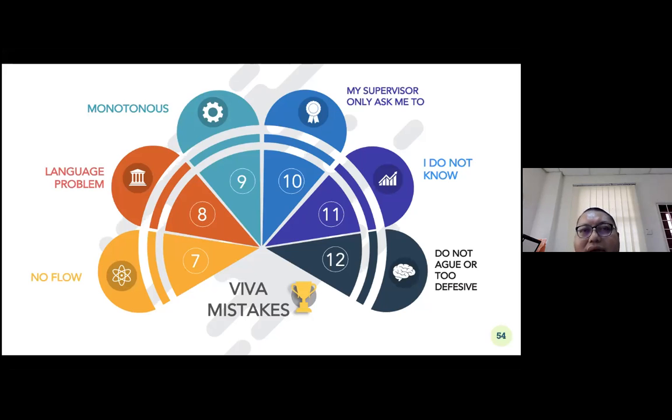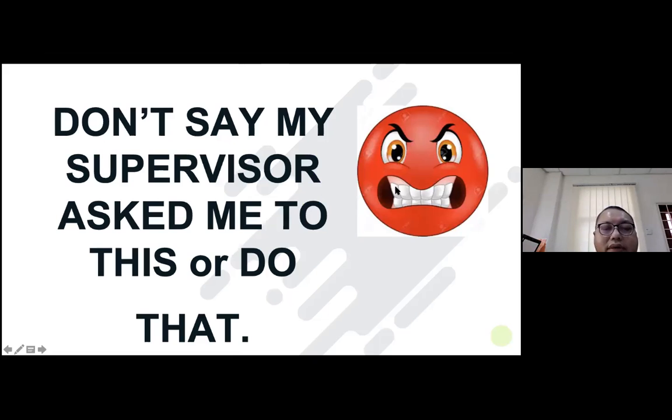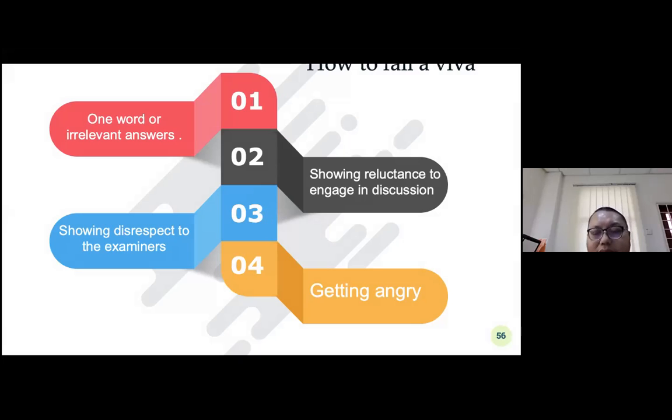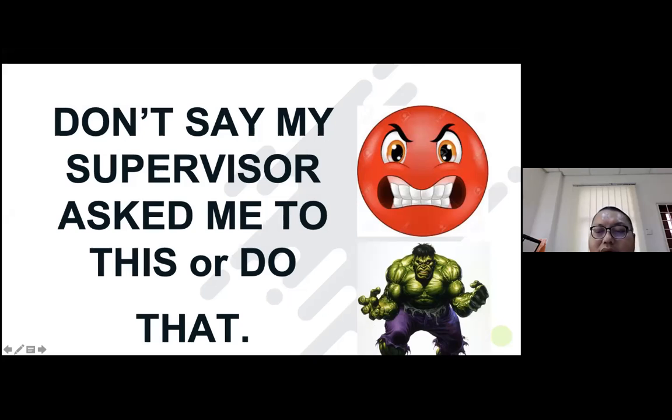And try to avoid this type of answer: I do not know. If I have a question, I do not know. And do not argue or be too defensive, because some examiners don't like students who are too defensive. You can defend, but not too defensive. Don't say my supervisor asked me to do this or to do that, so your supervisor will be turned green during the Viva.